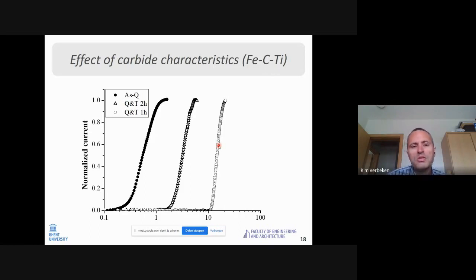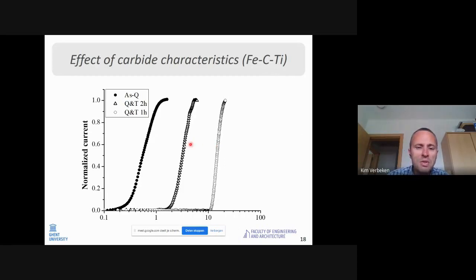Now, when you do the tempering for 2 hours, at that moment the carbides grow. So the amount of carbides in your material remains the same, but the carbides become larger, which means that they are again in your matrix, but they are less effective in slowing down the hydrogen, because hydrogen can more easily find its way through the microstructure, through the structure with the titanium carbides.